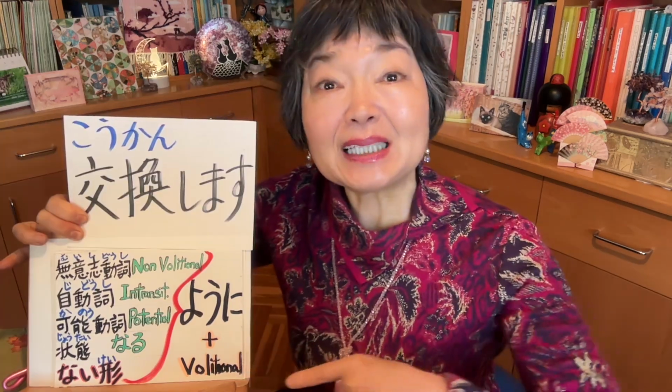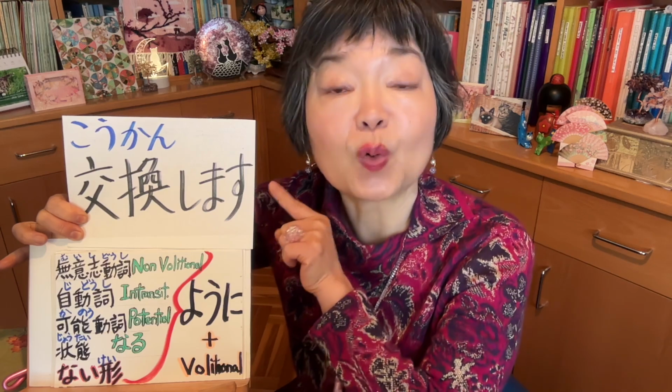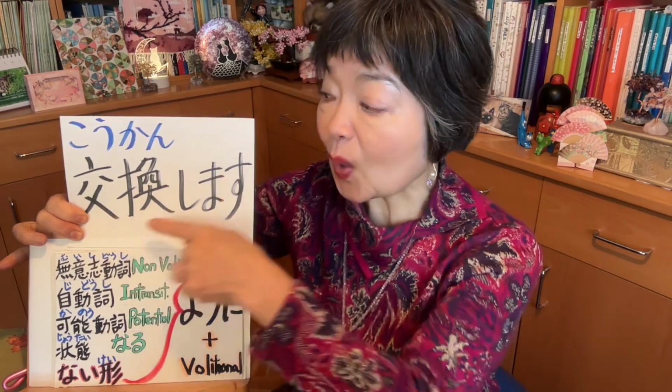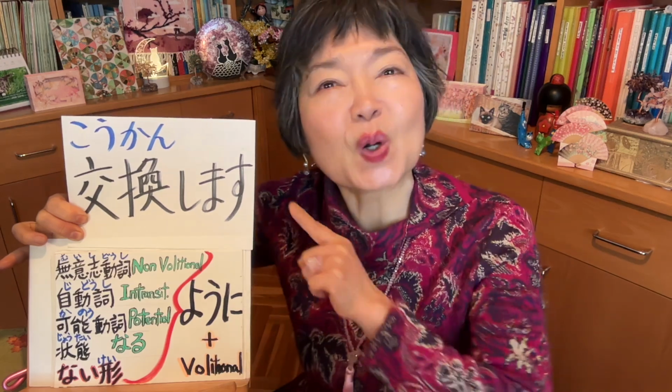I replaced the battery so that the clock would work accurately. In this sentence, the main clause is I replaced the battery. The verb in the main clause is 交換します, to change or to replace. 交換します. This is volitional verb. I can say 交換したい. I want to replace. The subject here is I.